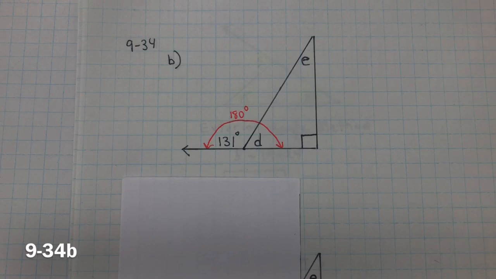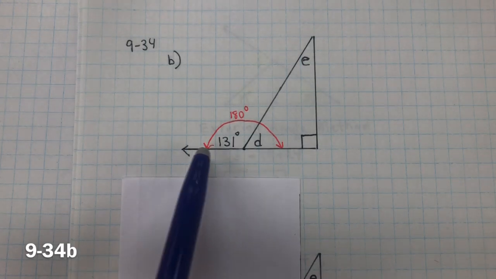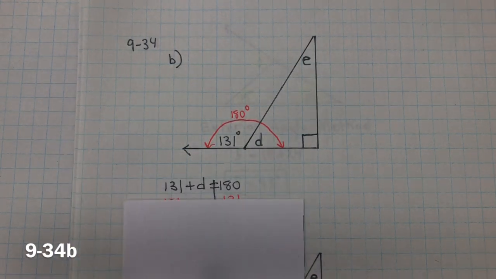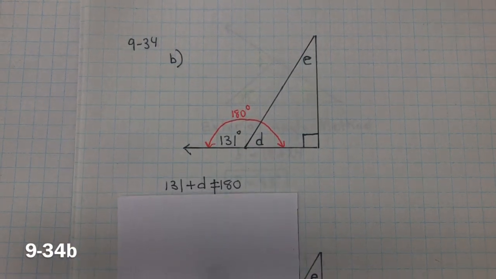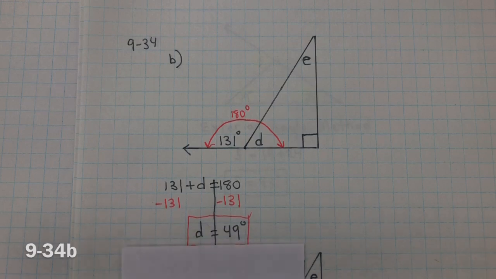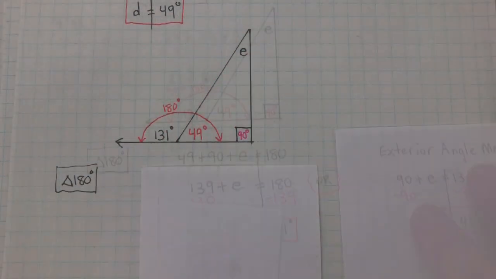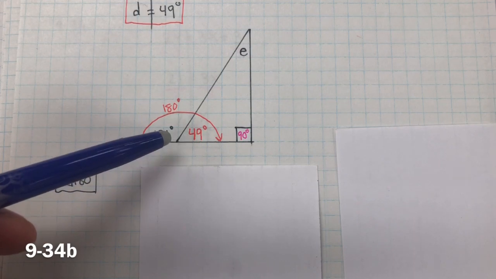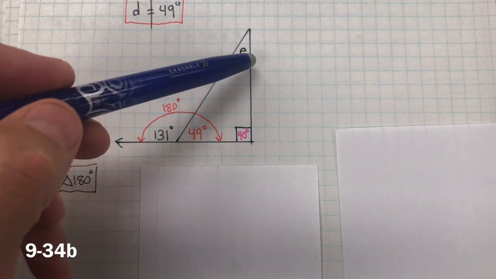For 934b, we have a straight angle or two supplementary angles which have a sum of 180 degrees. So 131 plus d will equal 180 degrees. Subtract 131 from both sides, and we get d equals 49 degrees. So now that we know that d equals 49 degrees, we need to find the measure of angle E.